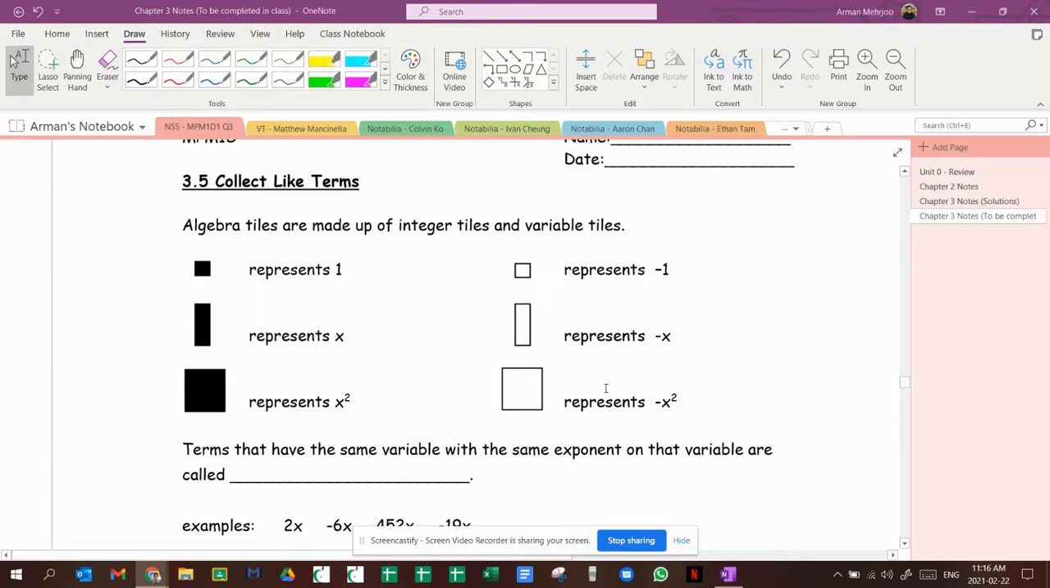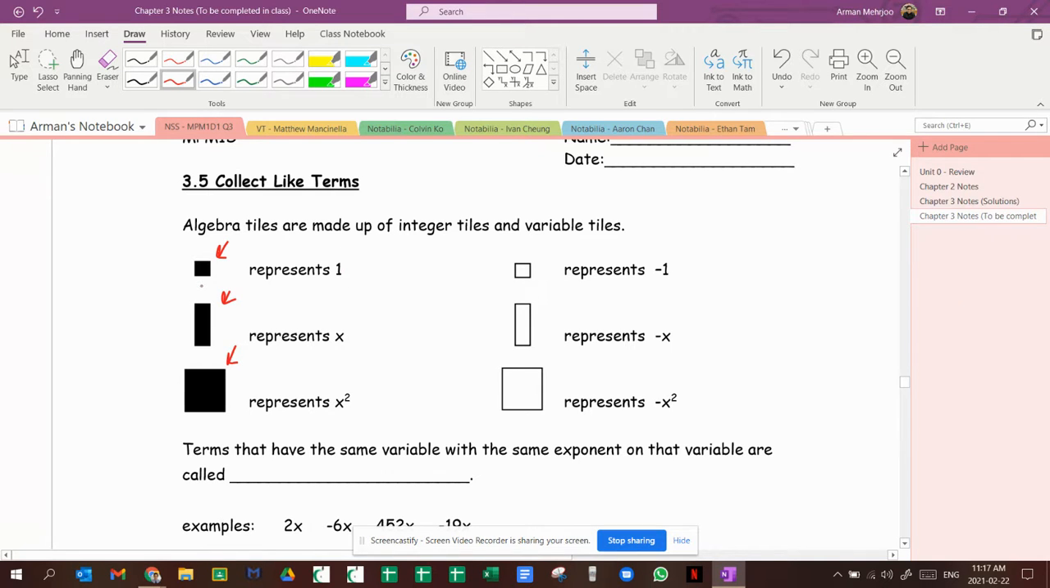Okay, so let's go through section 3.5 on collecting like terms. Algebra tiles are made up of integer tiles and variables. Algebra tiles are going to help you solve more complex problems. The thing to note here is that if they're filled in, they represent positive values.